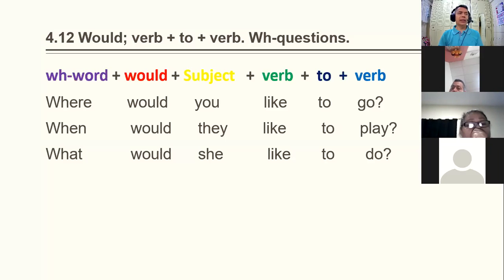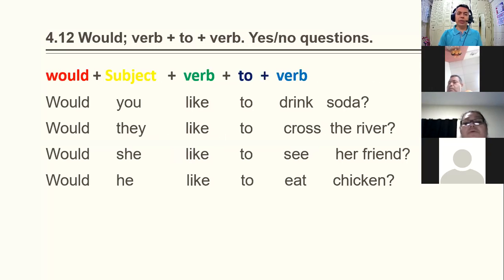Okay, now, please, repeat after me. Where would you like to go? When would they like to play? What would she like to do? Okay. Any question? No questions. So now we're going to make an exercise, right?